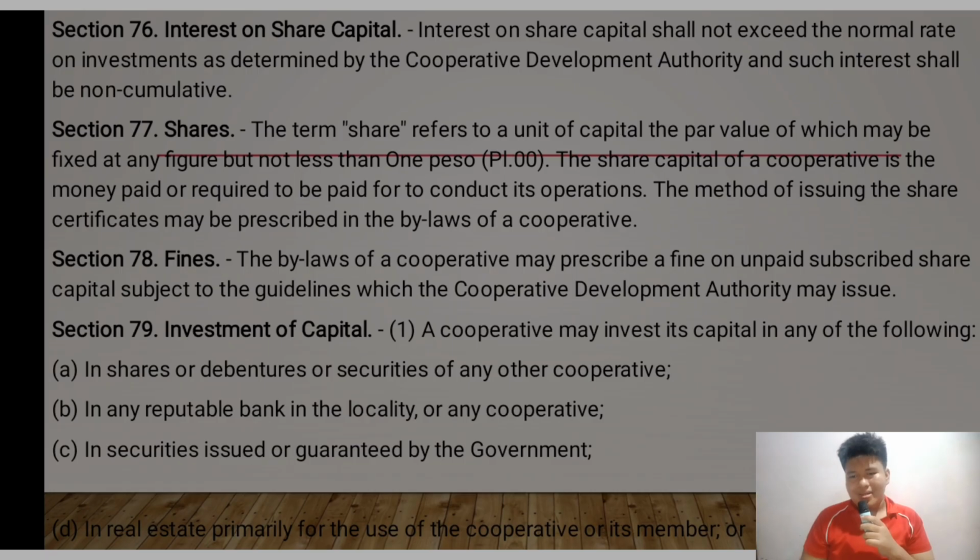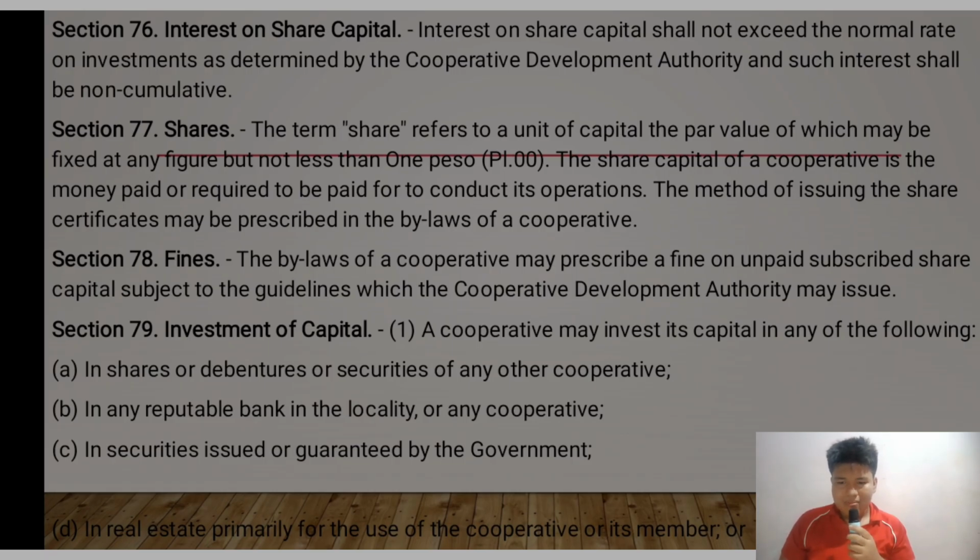Section 77. This section defines the term share and explains the concept of share capital in a cooperative. Ine-emphasize dito sa section na ito ang kahalagahan ng pag-share ng capital at kung saan bawat miyembro ng cooperative ay tulong-tulong na nagbibigay para makaipon ng capital. Section 78. This section allows cooperatives to impose fines on unpaid subscribed share capital subject to the CDA guidelines.